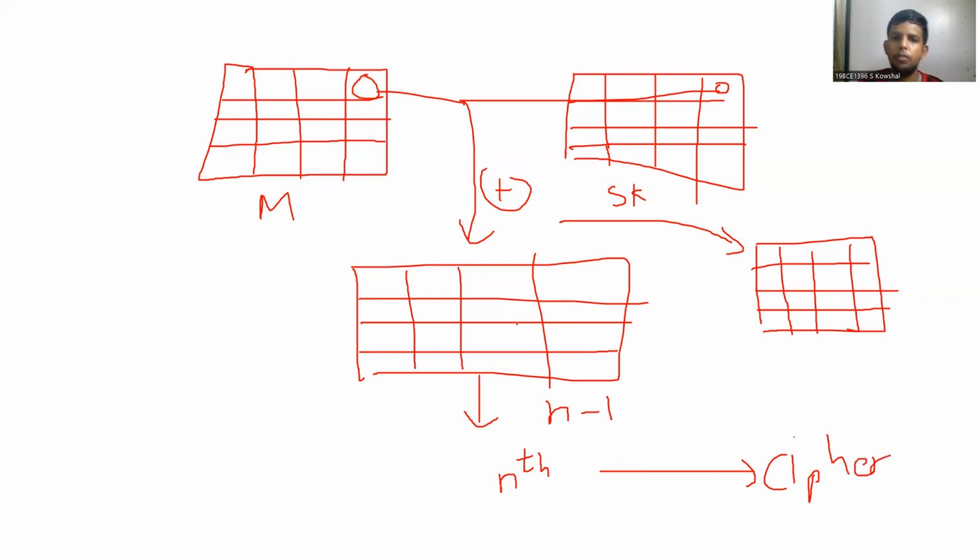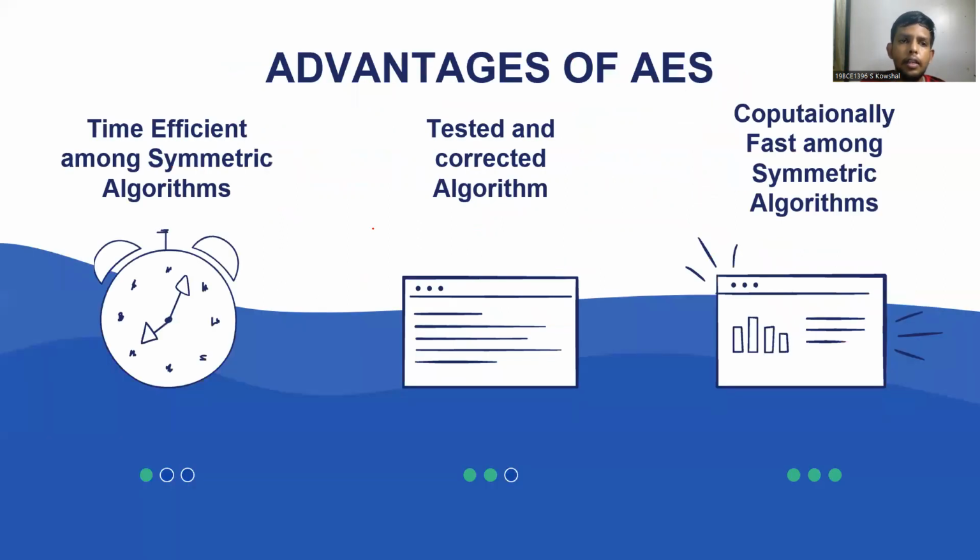After going through these many rounds, the ciphertext is really tough to crack and requires a lot of computation. That's why the AES algorithm was considered really efficient in creating ciphertext. So let's get into the advantages. It was really time efficient among the symmetric algorithms for encryption. It is a tested and proven algorithm as well. It went through various tests, as you know it's a really old algorithm, and it is computationally fast among the symmetric algorithms.